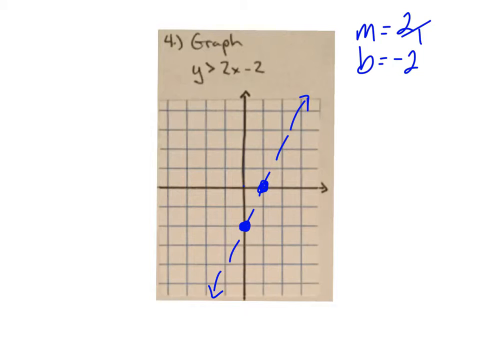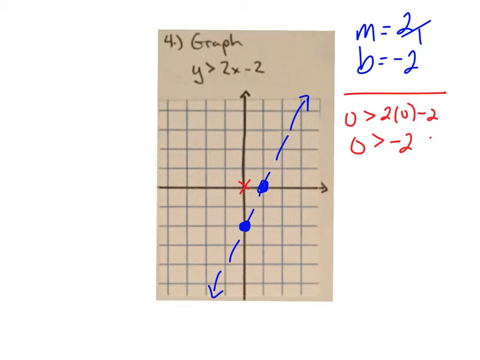Then we need to do the third part, and that is figure out which side we should shade on. In order to determine which side we shade, we need to test a point, so why not pick the easiest point on the graph, 0, 0, and plug it into the inequality. 0 is greater than 2 times 0 minus 2. 0 is greater than negative 2.